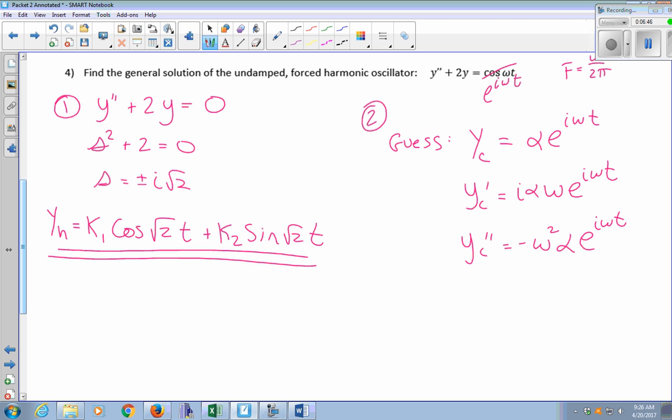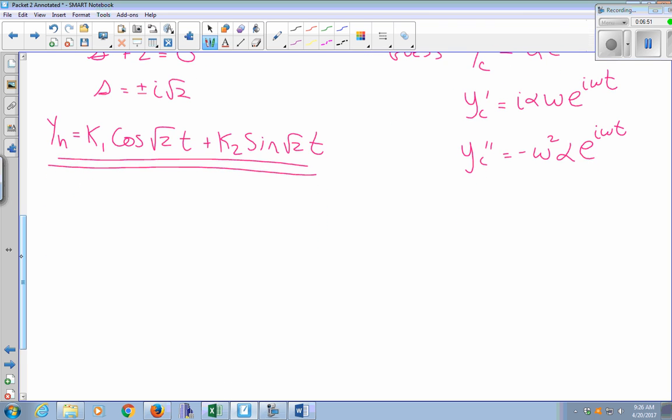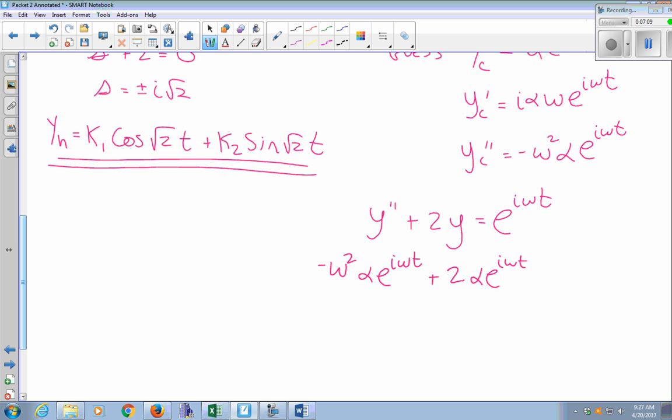There is no y prime term, and find our y complex. So I'll write this down. I've got y double prime plus 2y supposed to equal e to the i omega t. Put in my y double prime. Put in my y, which is alpha e to the i omega t.